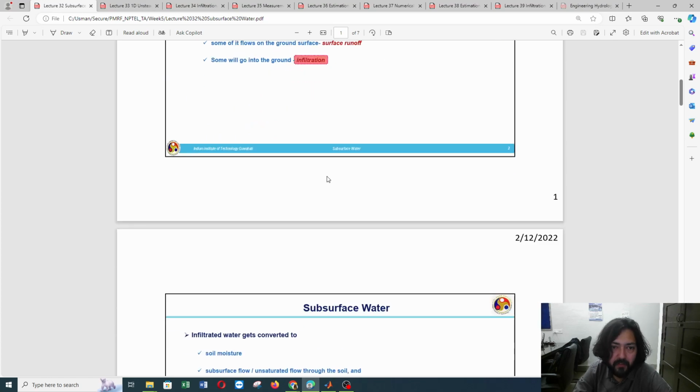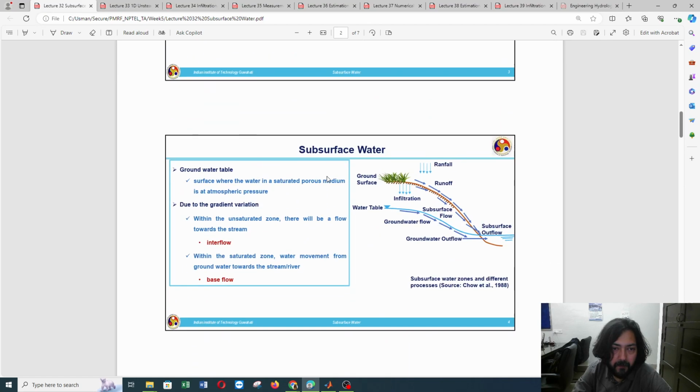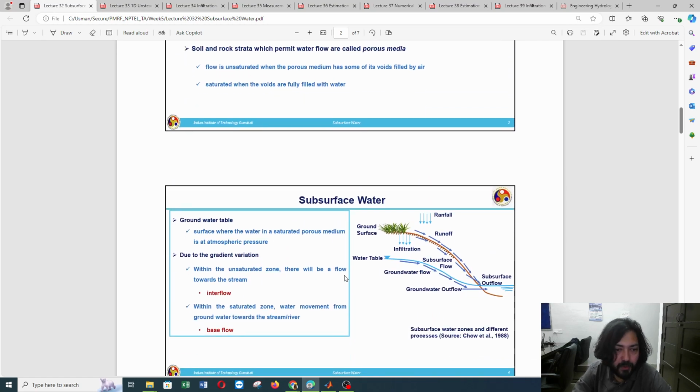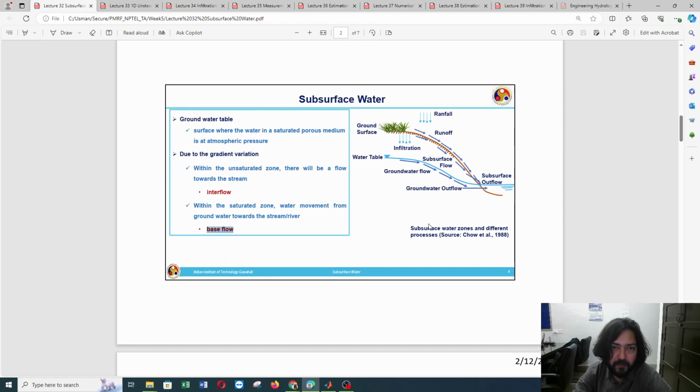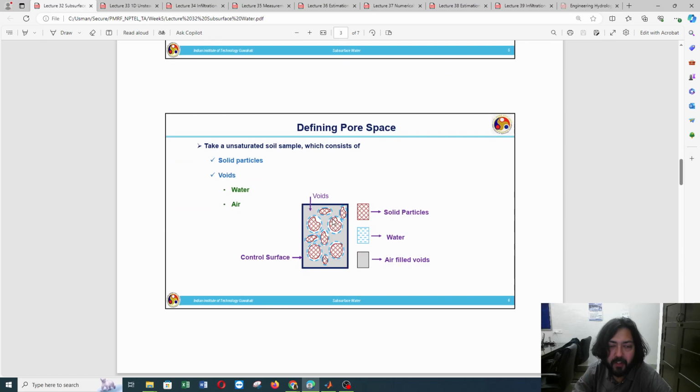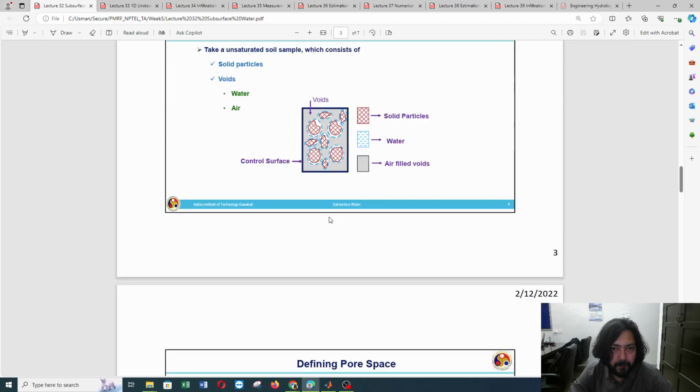So we talked about infiltration, then we talked about different zones of water that is there inside the ground surface, that is unsaturated zone and saturated zone, and how the water flows in the unsaturated zone, that is interflow, and the water which is flowing in the saturated zone is base flow. Then we also looked into the soil profile, where we got to know about two different definitions, that is porosity, and we also learned about what is water content or moisture content.